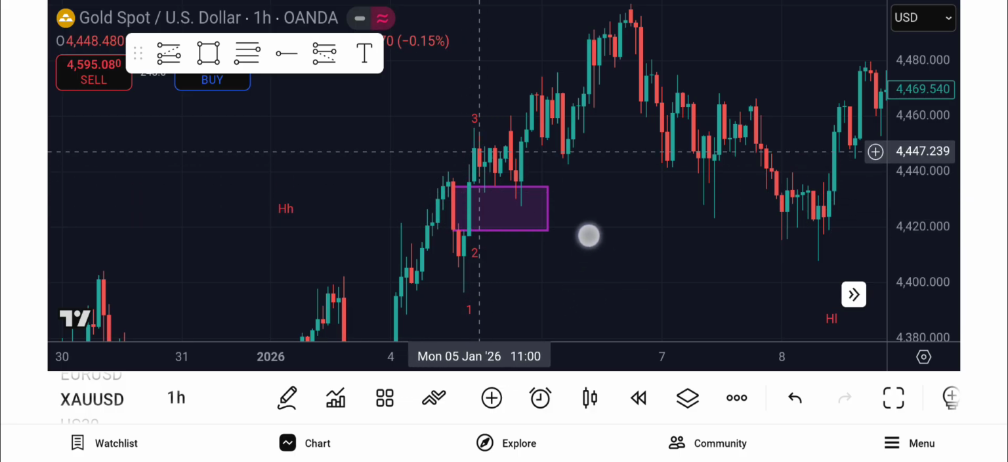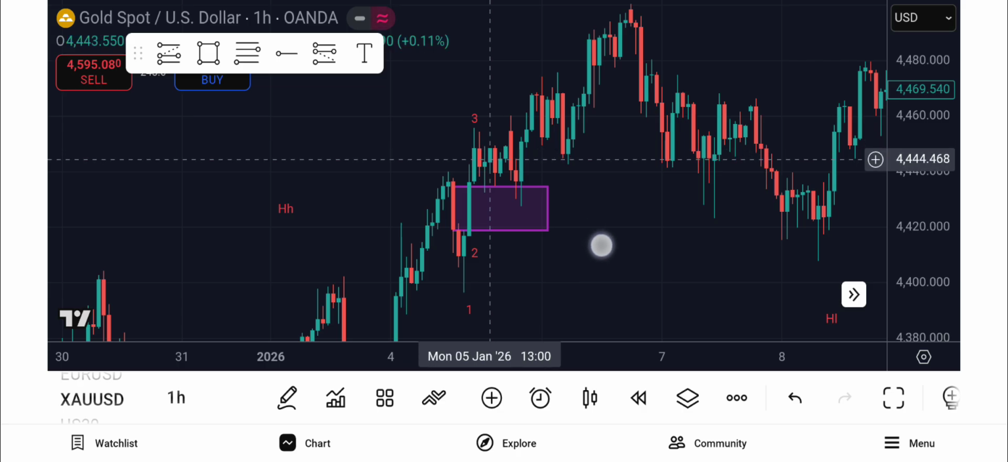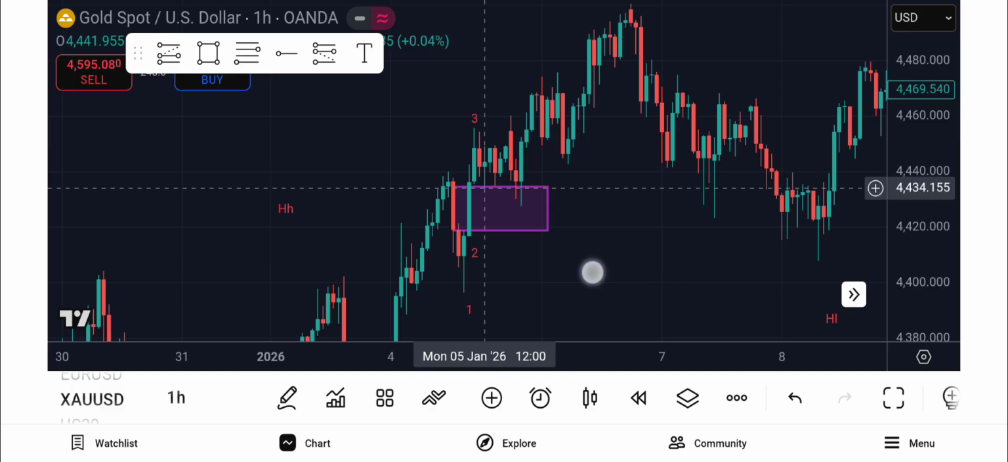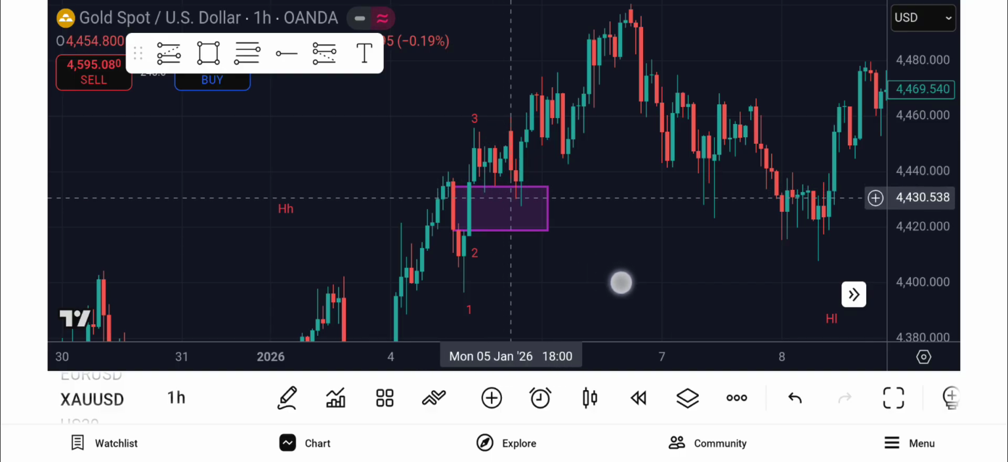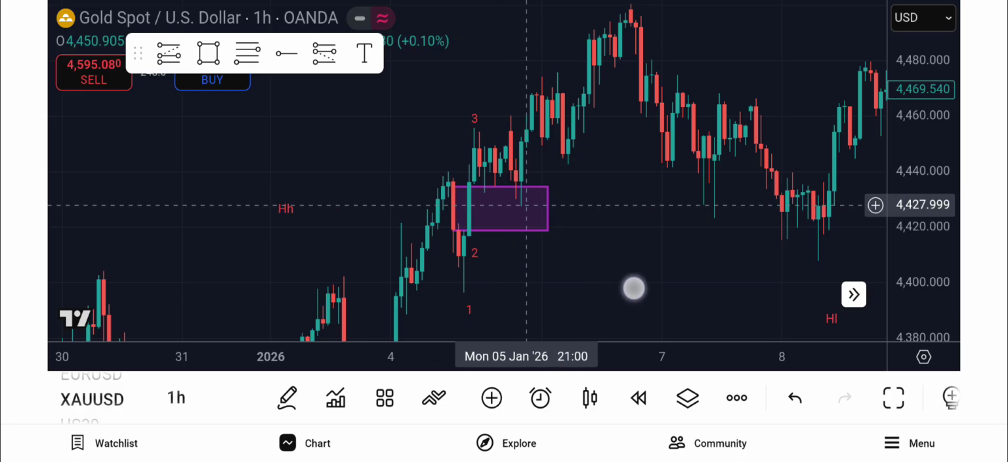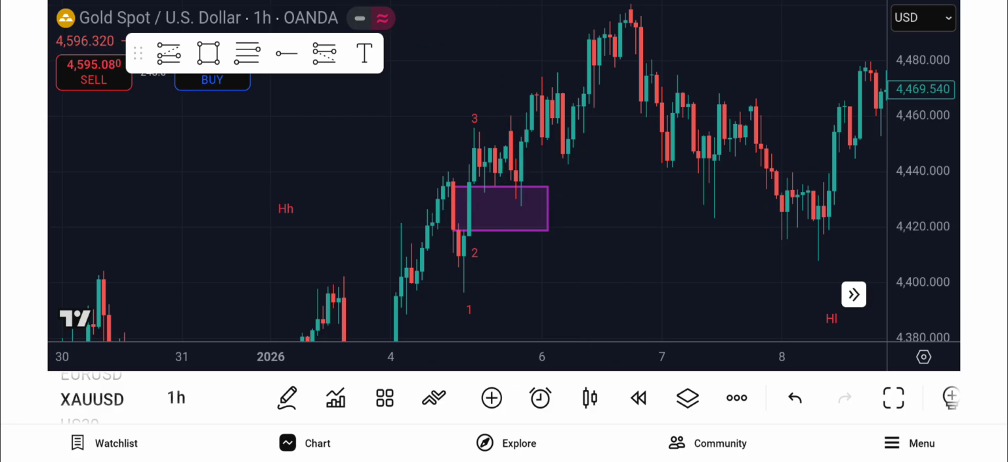Now remember the candles after it: 4, 5, 6, 7, 8. Notice how every single one of those candles came back in. You could have entered at the 5th candle right here. You could have entered at any of these candles, honestly. Every candle that went back into this fair value gap, you could have entered. So you could have entered right here.